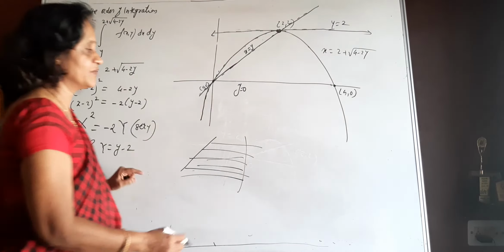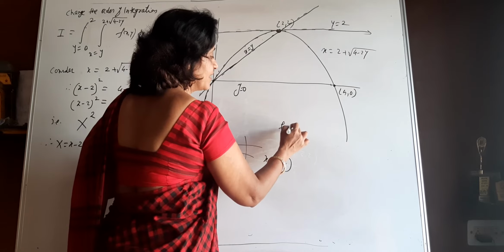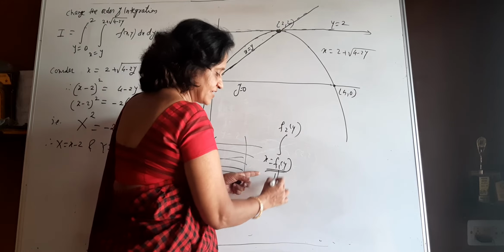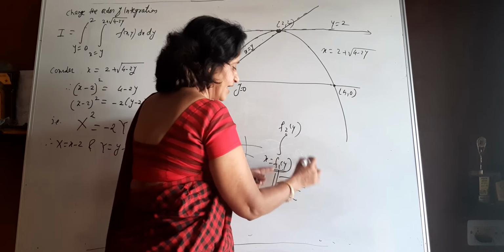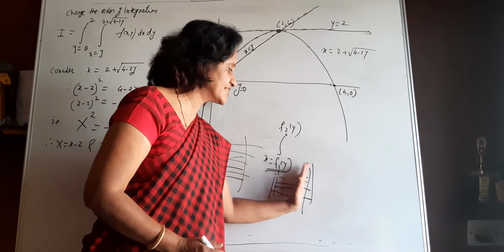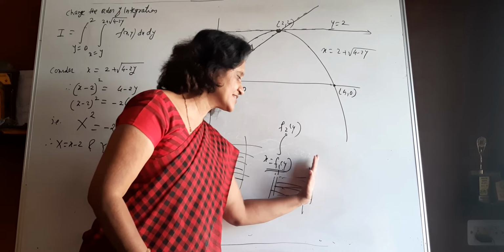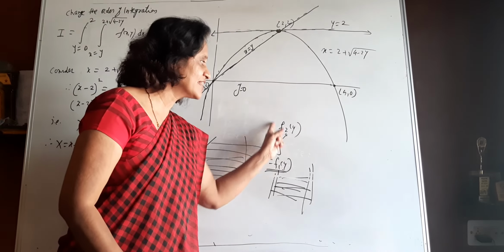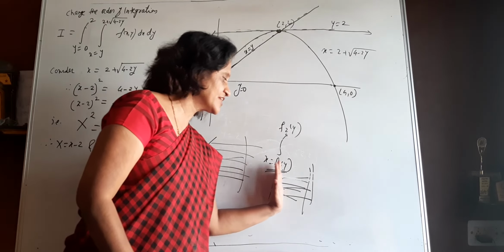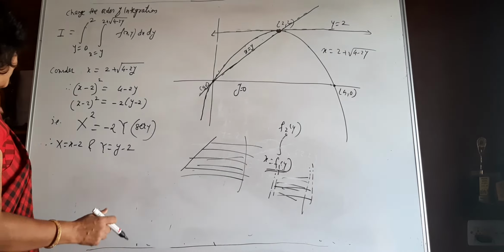Once again I am telling you, if the lower limit of x is f1(y) and the upper limit is f2(y), our region is to the right of f1(y) and to the left of f2(y). Lower limit, x increases in this direction. Upper limit, maximum limit, and x decreases in this direction. So it is less than this maximum limit, greater than this minimum limit. So it is to the right of the lower limit and to the left of the upper limit. This is a very important thing you have to understand.